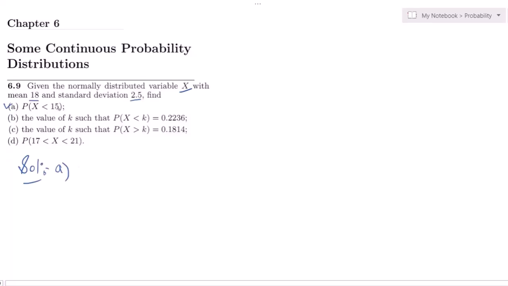First of all, this is basically the value of x, and we need to convert it to z to find out the probability by using the z distribution table. Therefore we know that z is equal to x minus mu divided by sigma, where mu is the mean and sigma is the standard deviation. Let me put all these values. X is 15, mu is 18, divided by the sigma, which is 2.5. So it is 15 minus 18 is minus 3 by 2.5.